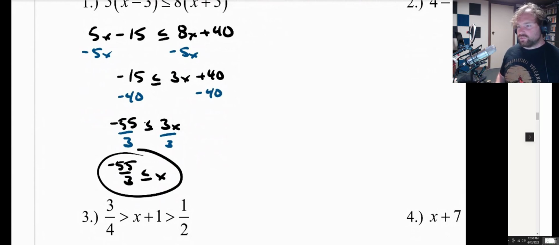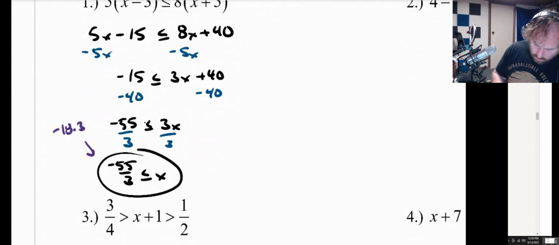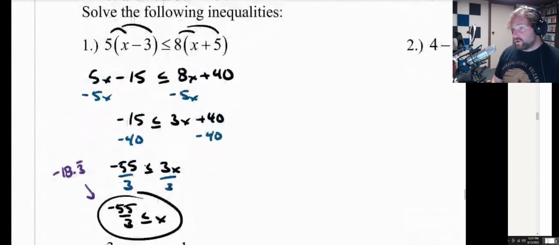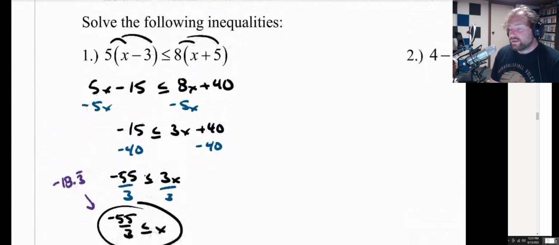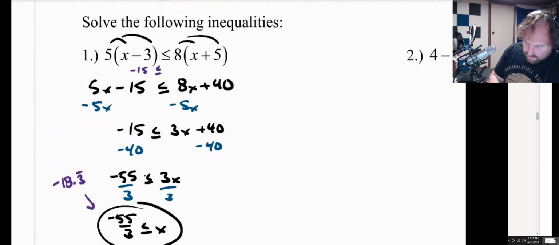So you could say x is greater than or equal to negative 55 over 3. For a number reference, my calculator says that is negative 18 and 1/3, if you really want a number reference there. You could, of course, test this. Just pick any number that's greater than negative 18.3. How about 0, for example? 0 is bigger, and so it should give us a true statement here. 0 minus 3 is negative 3. This would give us negative 15, less than or equal to 8 times 5, which is 40, and that is, in fact, true. Negative 15 is less than or equal to 40, so we're good.